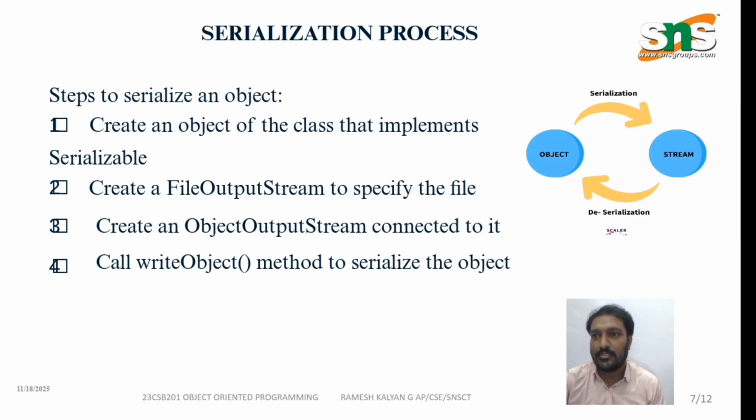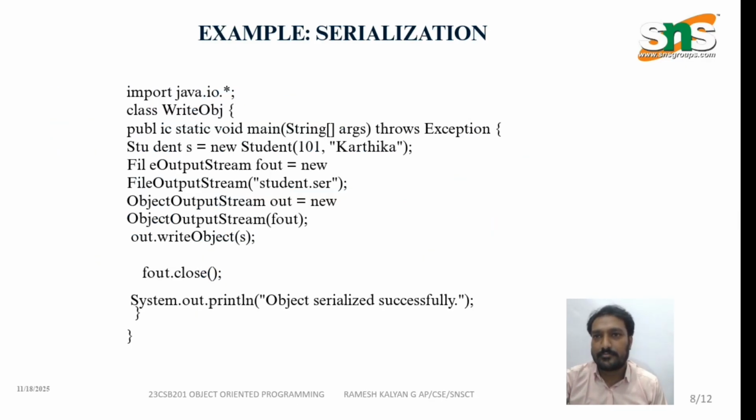Serialization process: the steps to serialize an object. First, create an object of a class that implements Serializable. Then create a FileOutputStream to specify the file. Third, create an ObjectOutputStream connected to it. Fourth, call writeObject in order to serialize the object. This is a simple example, like what we saw in the previous slide, where we get the ID and name of a student.